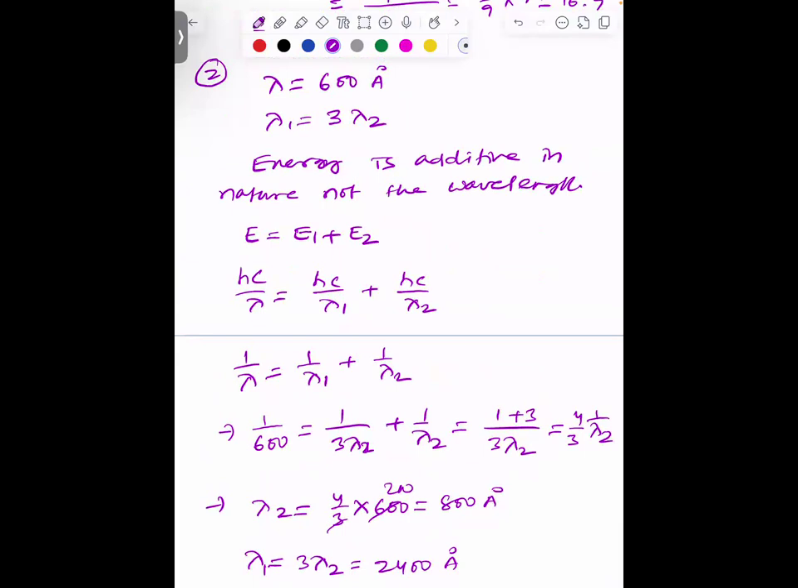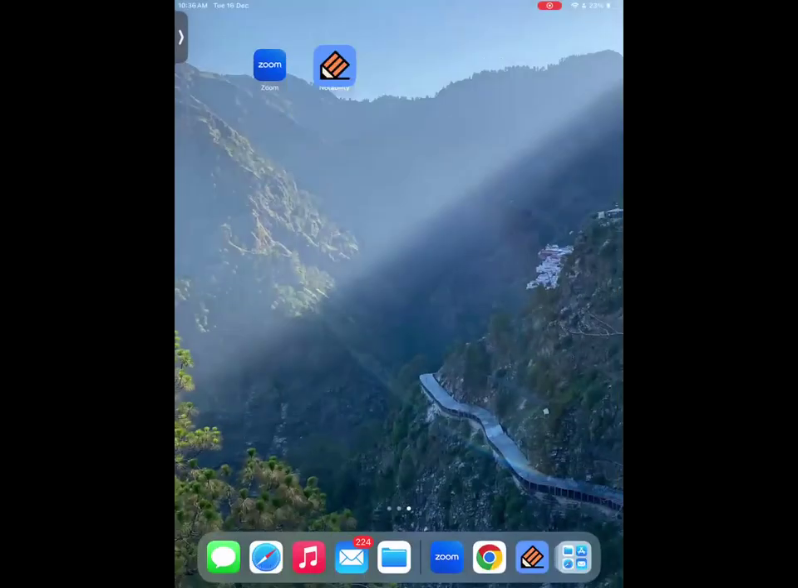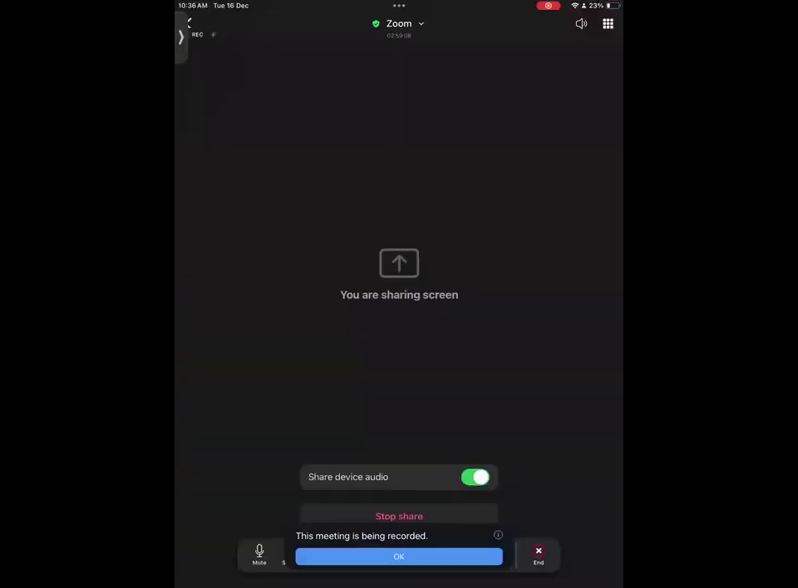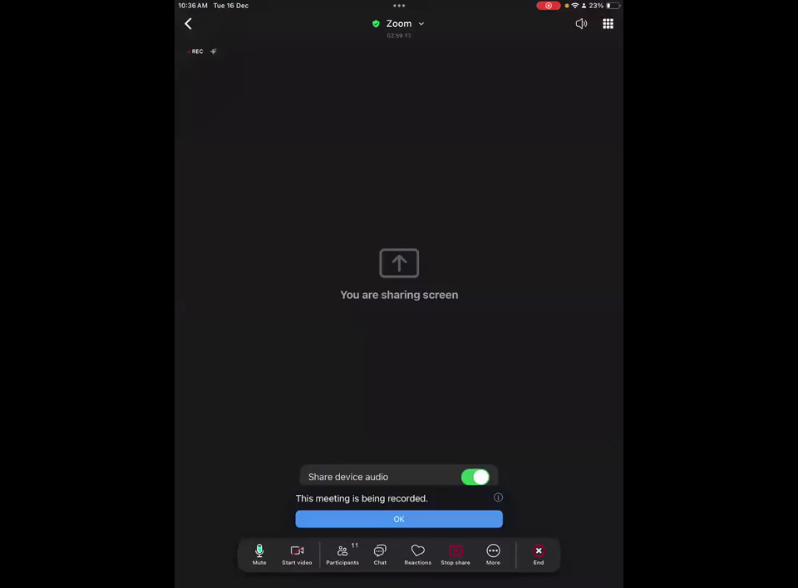I think it is clear. Note down. Make it fast. Then we'll go to the last question. Any doubt, students, in question number 1 and 2? If any doubt, write in the chat box.